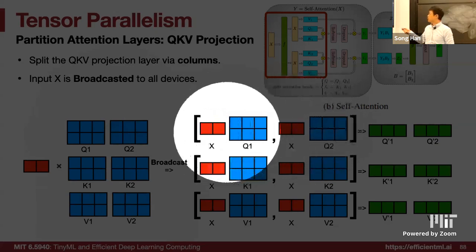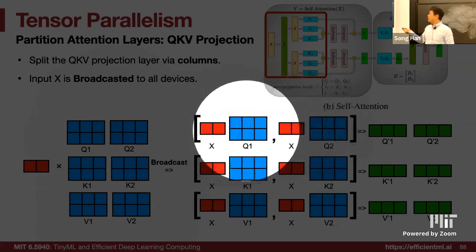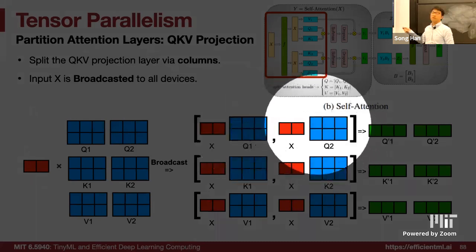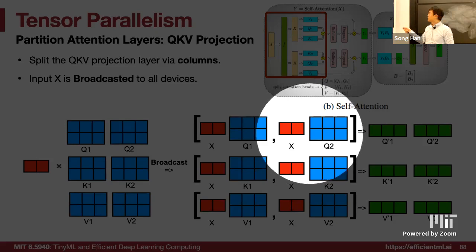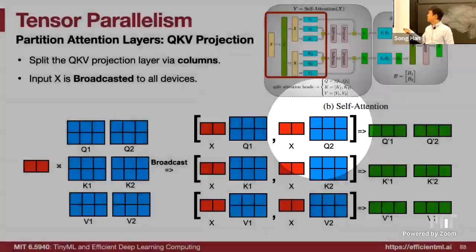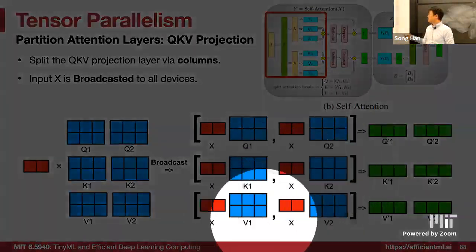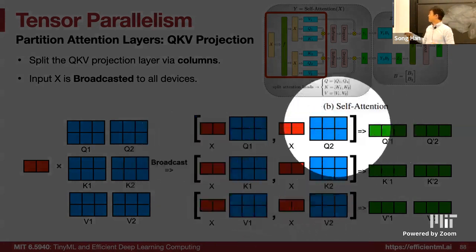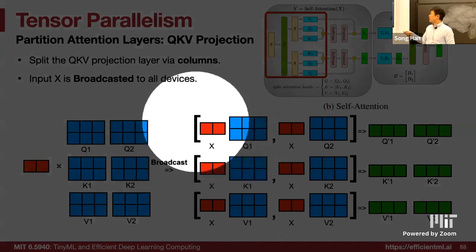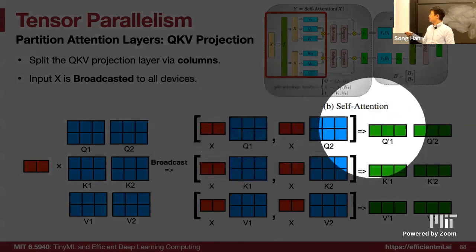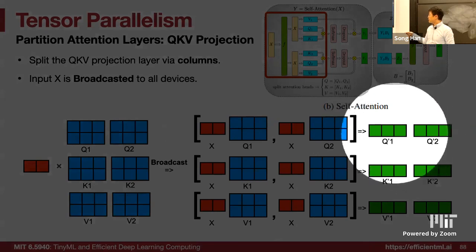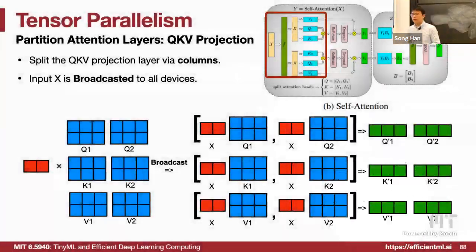GPU 1 holds the first half of the transformation matrix for Q. GPU 2 is responsible for the second half of the transformation matrix for Q. Similar for K and similar for V. We are broadcasting X in this way. So we do the matrix multiplication, 1 by 2 times 2 by 3, so we get 1 by 3, 1 by 3, corresponding to the QKV transformation.